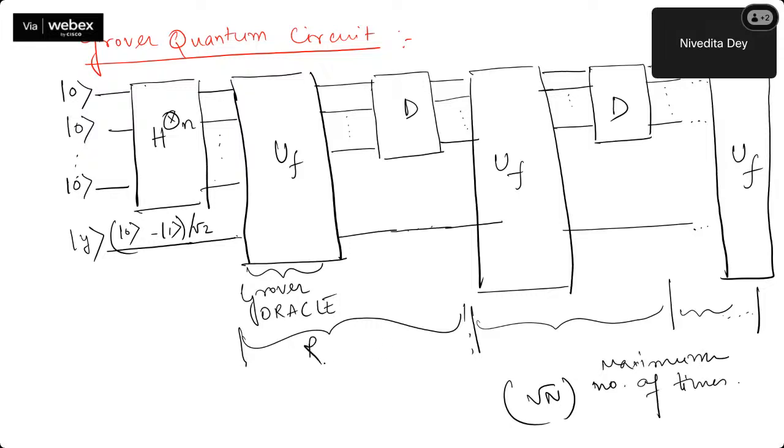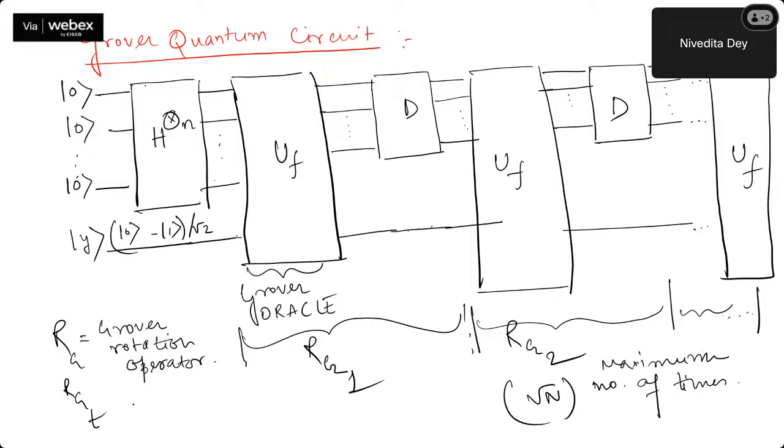And this is called the rotation operator or Grover operator for first iteration. This is Grover rotation operator for second iteration, likewise. Okay. So in general, if I want to write the rotation operator, this is the Grover rotation operator, which is a combination of both UW and US applied in the respective order. It can have a value RG, say T, such that T starts from 1 to maximum of √n.